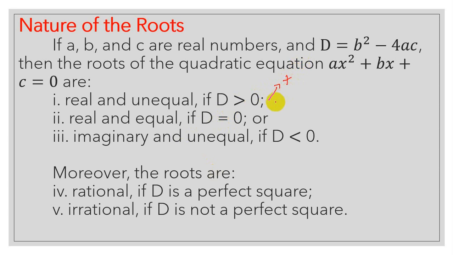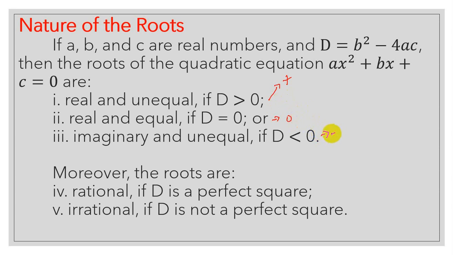Then next condition, real and equal. This is if D is equal to 0. So if the discriminant is 0, the roots or solutions of any quadratic equation are real numbers, and they are equal. This is applicable if the discriminant is 0. Then lastly, third condition, imaginary and unequal, if the discriminant is less than 0, or if the discriminant is negative.